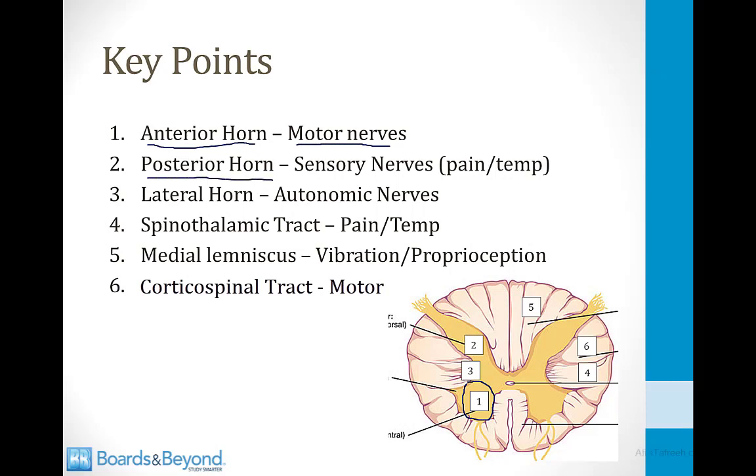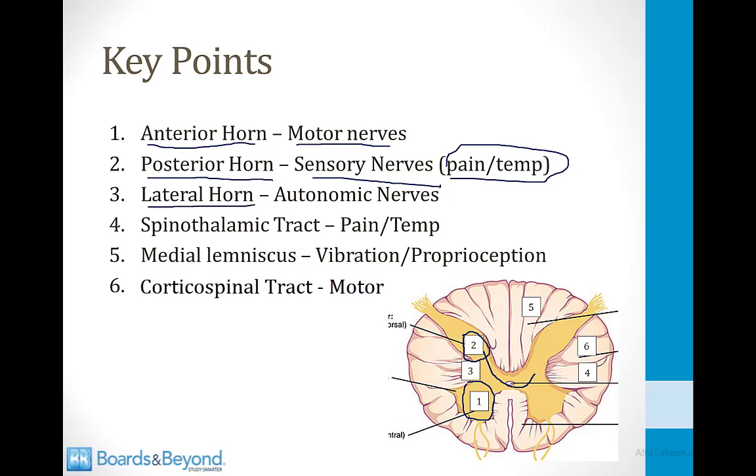Point 2 is that the posterior horn contains sensory nerves for pain and temperature. Let's look down here on the right. I've drawn the number 2 in the posterior horn, sometimes called the dorsal horn. And remember, that's where those spinothalamic fibers synapse, and then they cross right below the spinal canal before ascending on the other side of the spinal cord.